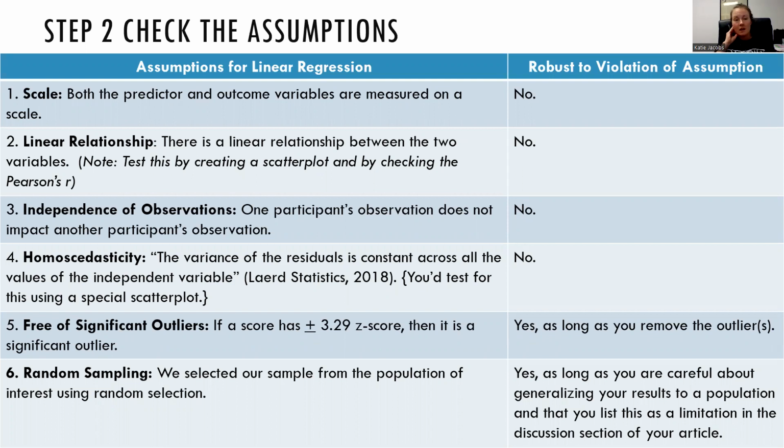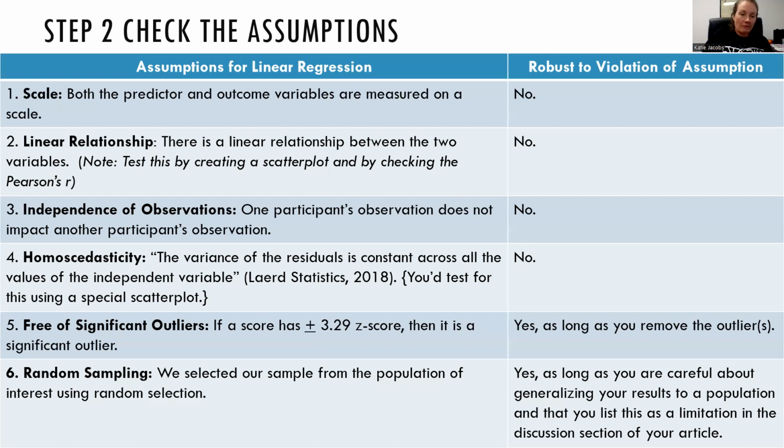The second one is that there's a linear relationship between the two variables, or predictor and outcome variables. You can check this by creating a scatter plot like we learned. You can also do this by checking a Pearson's R. If there's not a linear relationship between our two variables, then we cannot run this analysis. So it is not robust to the violation of this assumption. A third assumption that we have is the independence of observations. So this is where one participant's observation does not impact another participant's observation. If we violate independence, just like our other analyses that we've learned so far this semester, this analysis is not robust to the violation of this assumption.